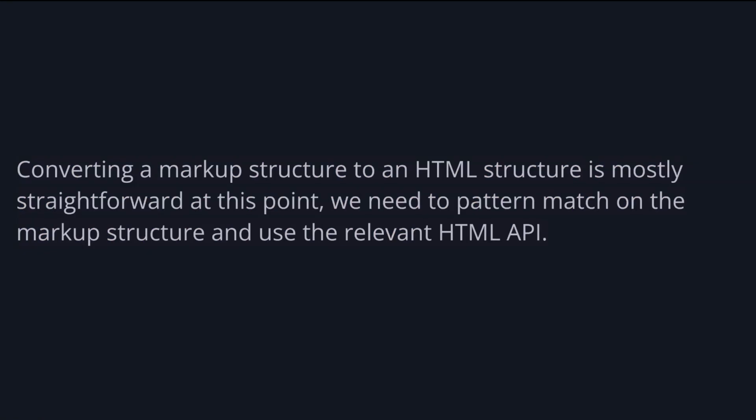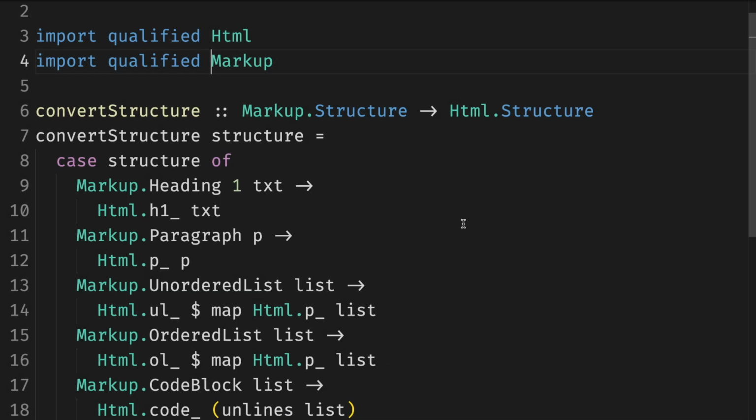Converting a markup structure to an HTML structure is mostly straightforward at this point. We need to pattern match on the markup structure and use the relevant HTML API. Notice that if we run this code with all the warnings enabled, or just by looking at it, we can see that the pattern matching is non-exhaustive. This is because we don't currently have a way to build headings that are not H1.